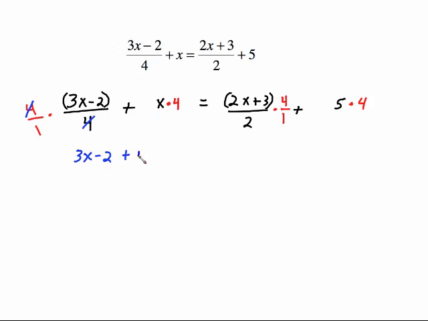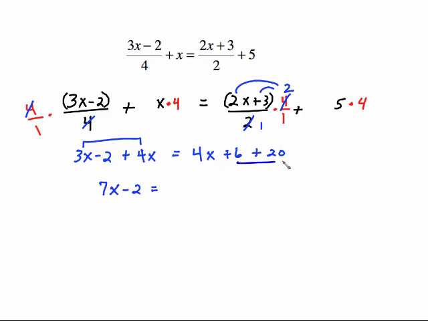Here, 4 times x is 4x. On the right side here, 2 goes into 2 once. 2 into 4 twice, but since this 2 is outside of parentheses, I need to distribute. 2 times 2x is 4x, 2 times 3 is 6, and then don't forget, 4 times 5 is 20. So we multiplied every single term by 4, we canceled out the fractions that we had, and now we have a reasonable equation. Combine your like terms over here, make 7x minus 2.